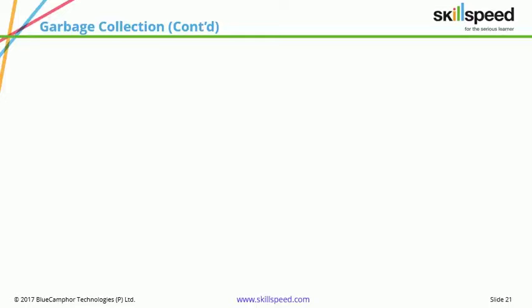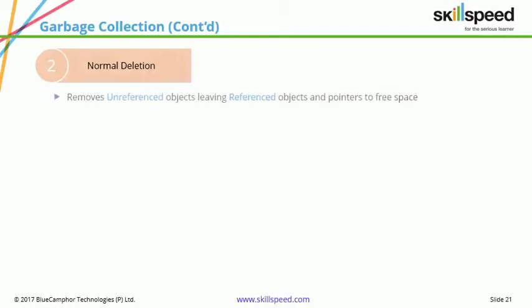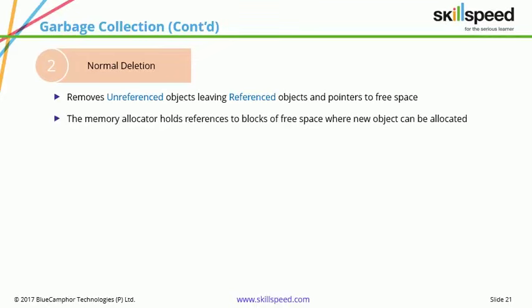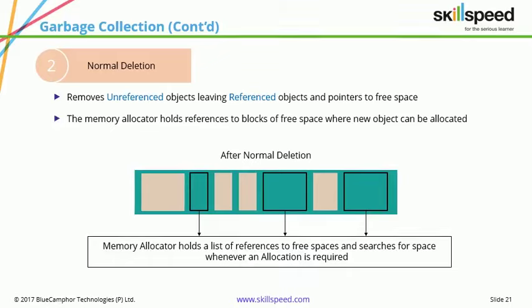Once the marking process is done, the unreferenced objects will be removed and only the referenced objects will be retained in the memory space. Because pointers to the referenced objects were being maintained by the Java environment, only the unreferenced objects will be cleared and the referenced objects will still be retained. Because the unreferenced objects are deleted, there is more free space available now. The memory allocator will hold references to each of the blocks of free space that is freed because of the normal deletion, and this free space will be allocated to any new object that will be created during the runtime.